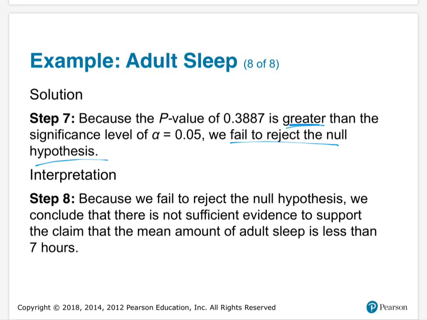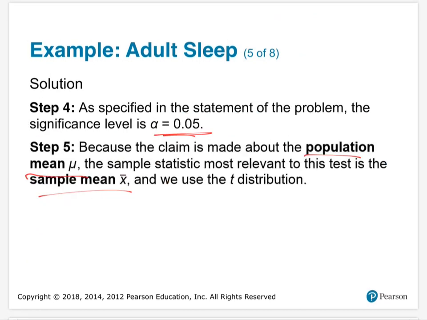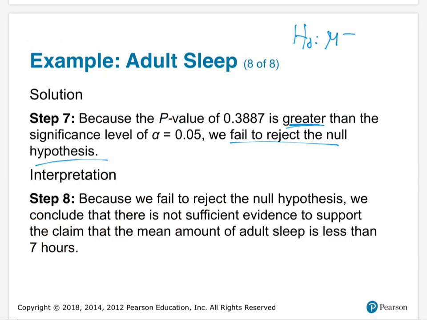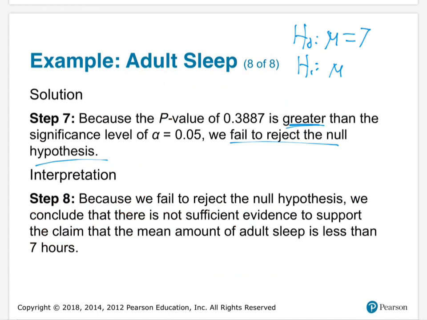We're keeping the null. And what was the null? I already forgot. What was the null? H0 equals 7. So it was mu equals 7. And this was mu, what was it? Less than 7. And the claim was less than 7. So we're keeping H0. We're keeping H0.